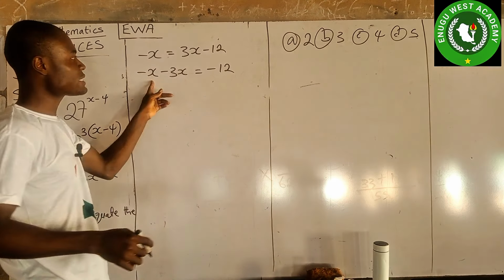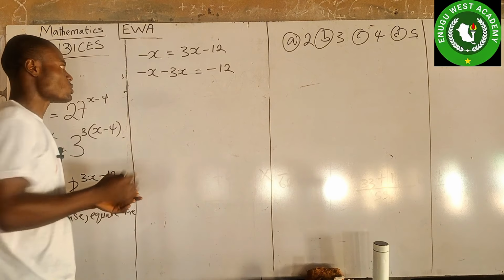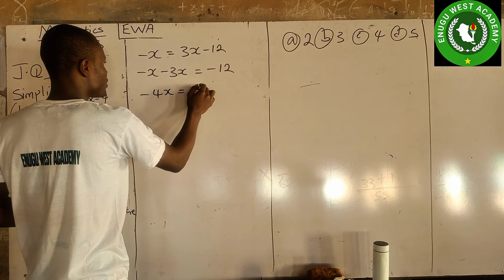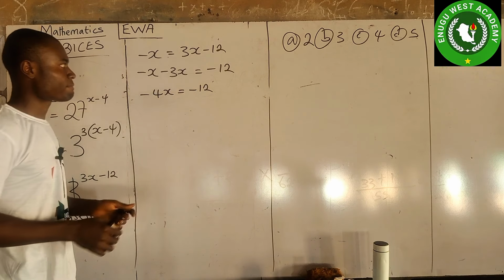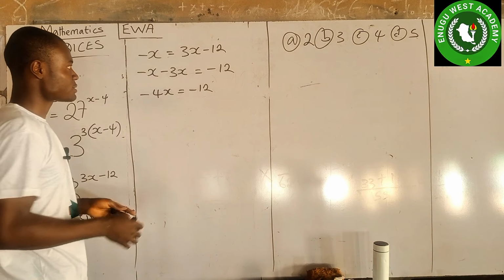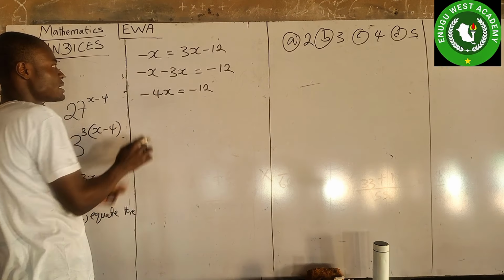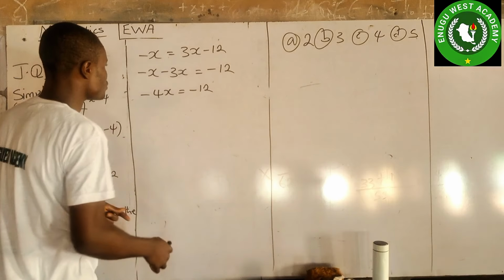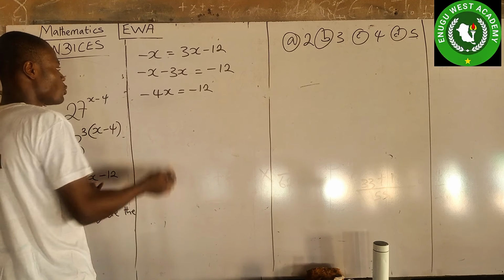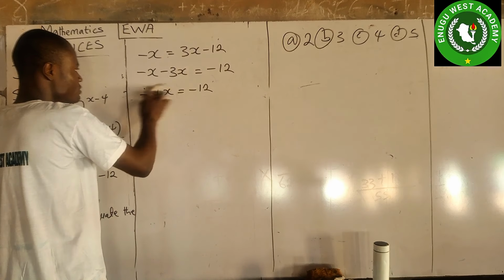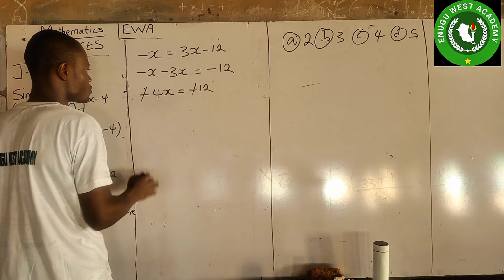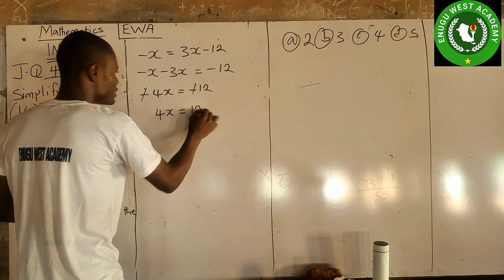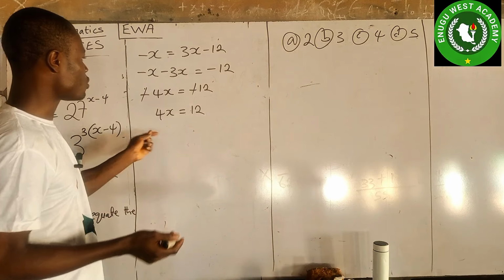Now, minus x minus 3x is what? Minus 4x, which is equals to minus 12. Minus x minus 3x: there is 1 in front of this x, so minus 1 minus 3 is minus 4. Just put the x. Since we have minus, minus, we can just cancel. We will have 4x equals 12.